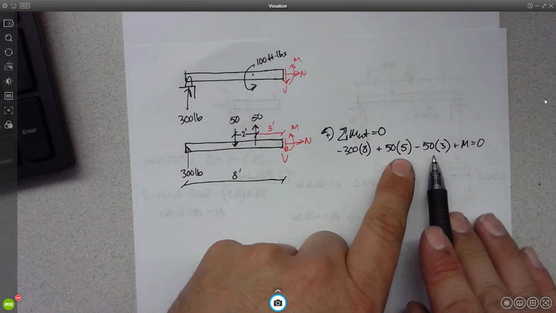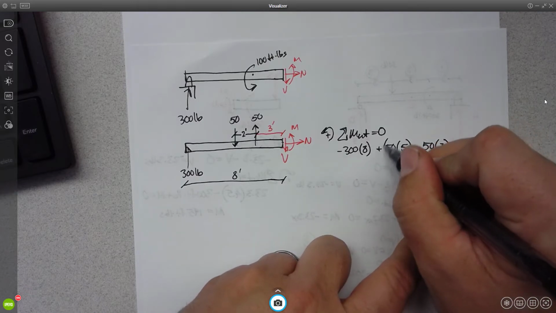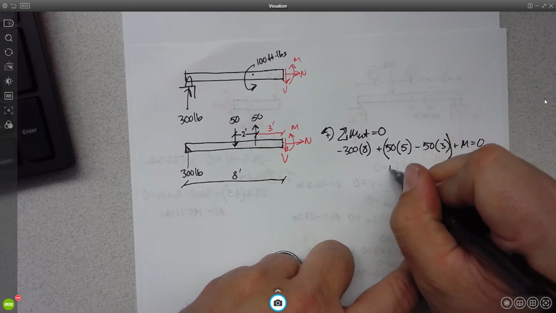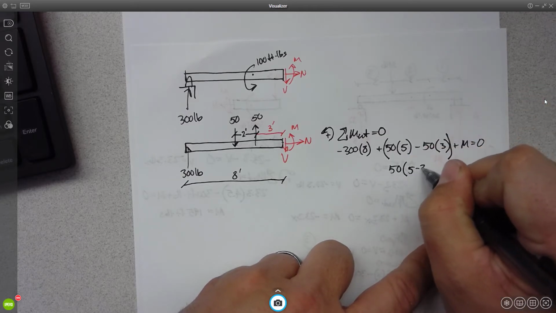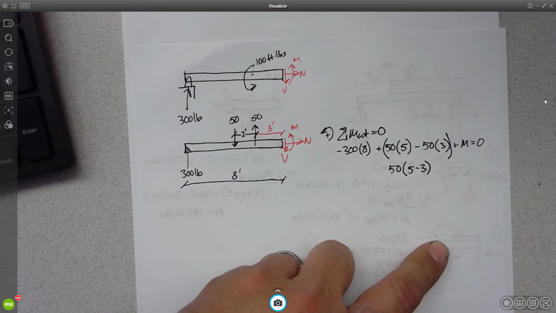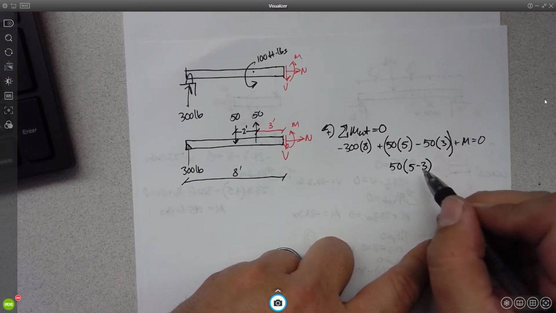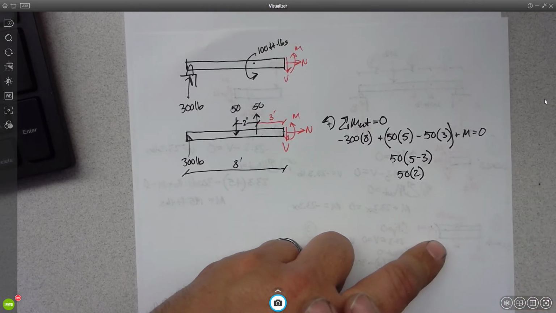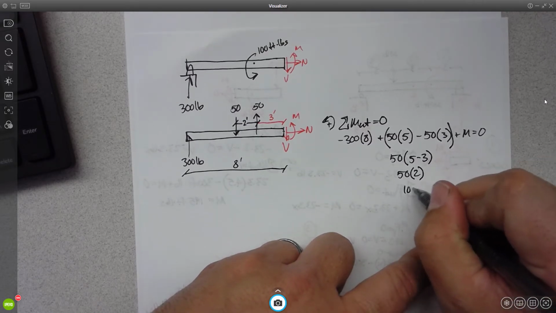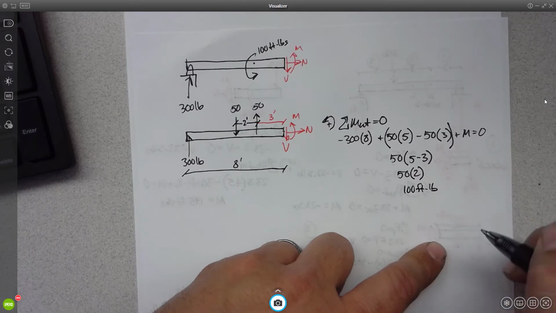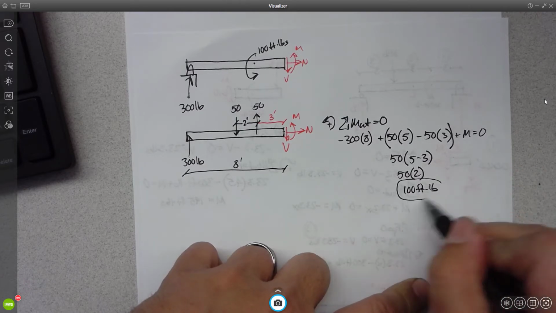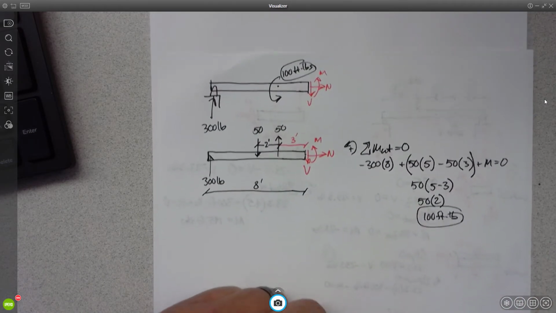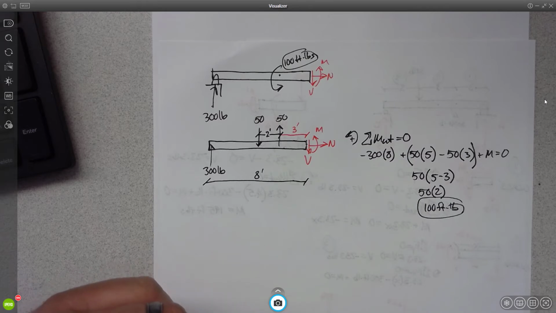So look right here. What's the net? If I put this in parentheses and I had you evaluate this first, how would you evaluate it? Would you maybe do something like 50 times 5 minus 3? Which I think is 2, so you'd end up with 50 times 2, right? Which I think is 100 foot-pounds, right? Which this and this are the same.